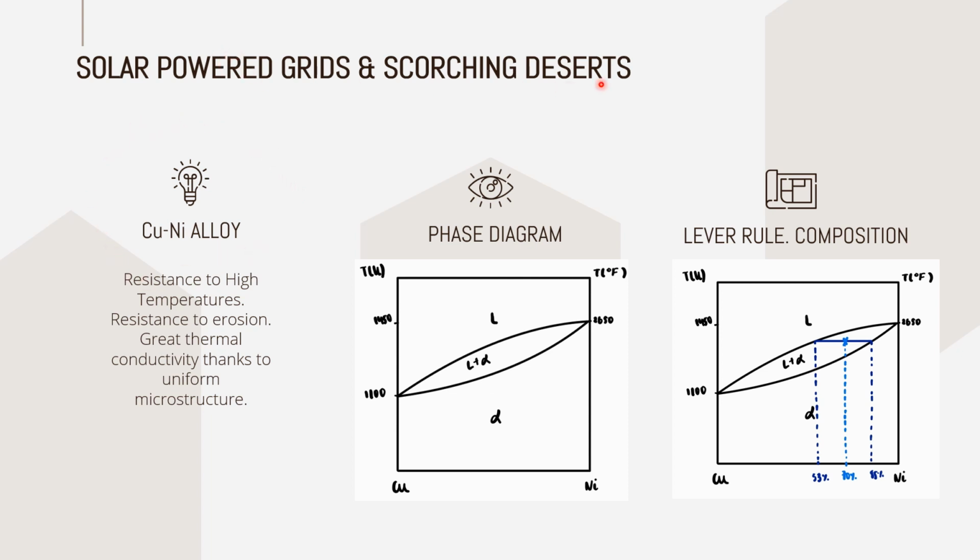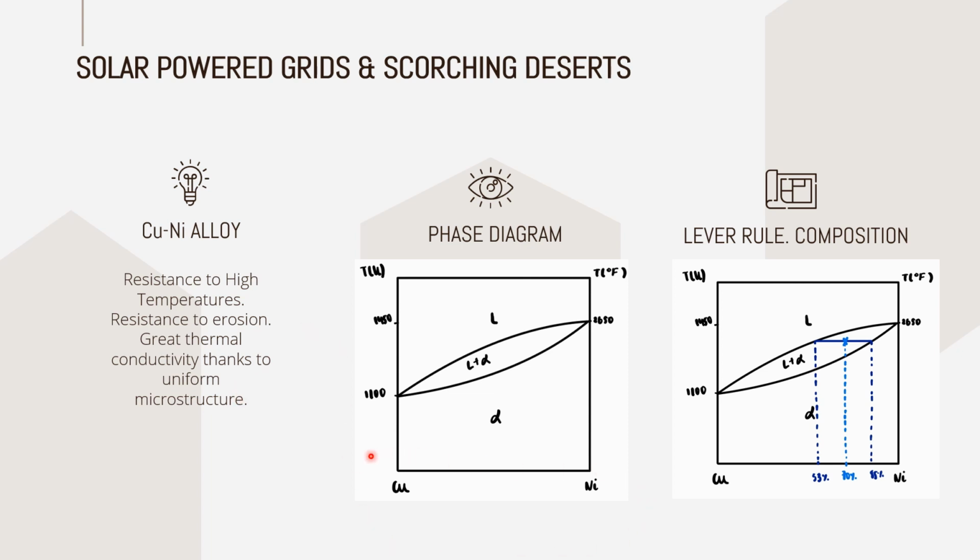Basically, as we're in the desert, we want a high resistance to high temperatures, and also, due to the fact of sand and other particles, we want a good resistance to erosion. Finally, as we want solar powered grids, we would like it to be thermally conductive, and this would be achieved by having a uniform microstructure, which will be discussed later.